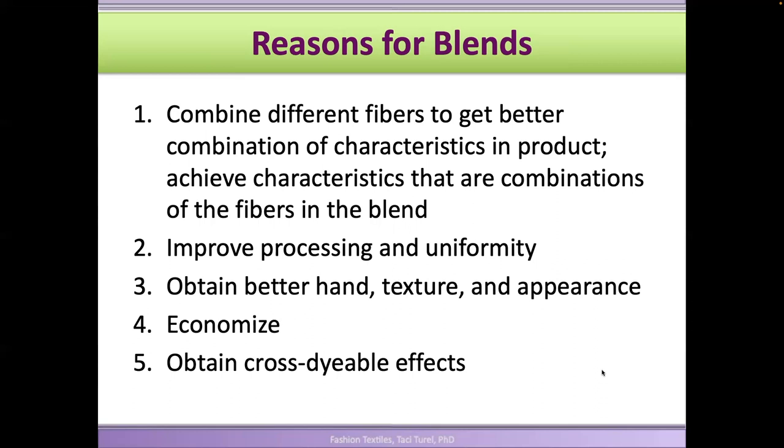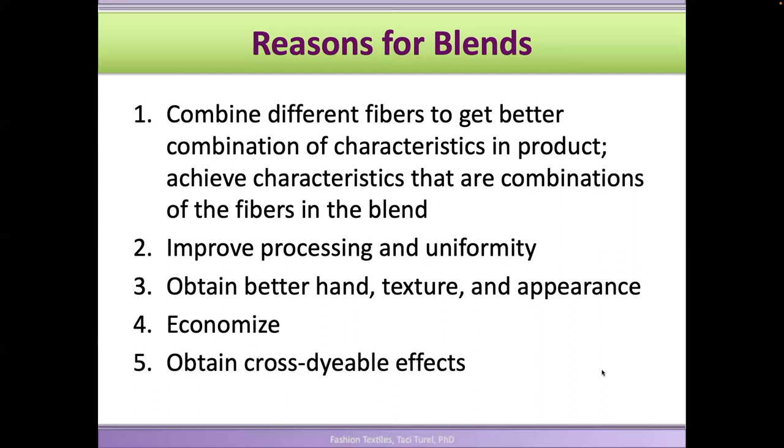The second reason is to improve the processing and uniformity. So if you blend cotton and polyester after you make the yarns, then it's going to be less uniform. You know, it's going to be a different type of structure. So when you blend them as fibers, it makes it easier to process them later on. You also get a better hand, better texture, better appearance when you blend different fibers. It economizes because, you know, you blend cotton and polyester. Cotton is more expensive. Polyester can be cheaper.